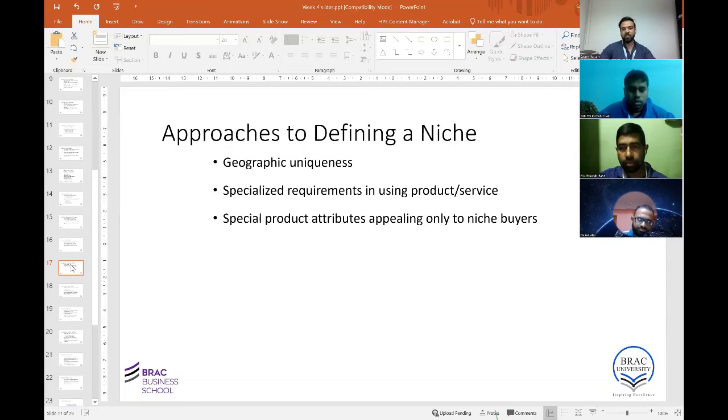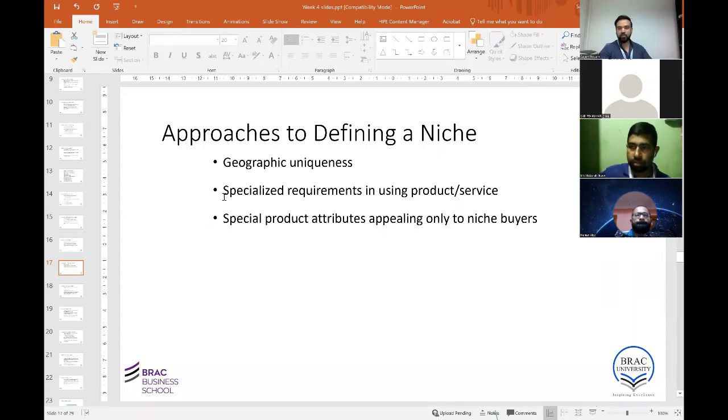Special product attributes appealing only to niche buyers. Some niche buyers are only willing to pay that extra premium price, and not everyone is willing to pay that premium price. The business class flight, not everyone would fly business class, right? Because only the people who are going abroad on a business tour will pay the business class price in the airlines. Not everyone is going to pay that. So you need to approach what your definition of niche is. What is that niche that you're going to offer?